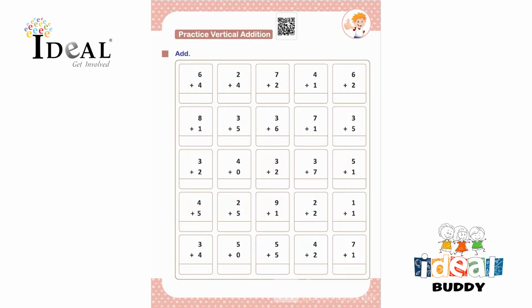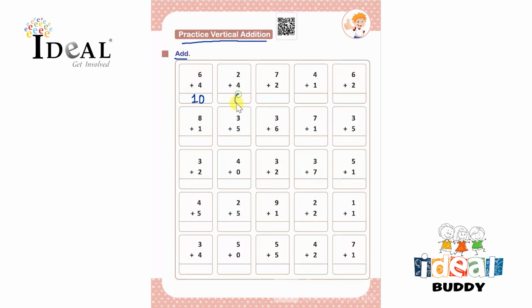Hello everyone. In this page, the child will practice vertical addition. So here they have to add the given numbers. Emphasize the child to use their fingertips or do the mental addition by visualizing the number of objects in their mind. So here it's 6 plus 4. 6 plus 4 is 10.